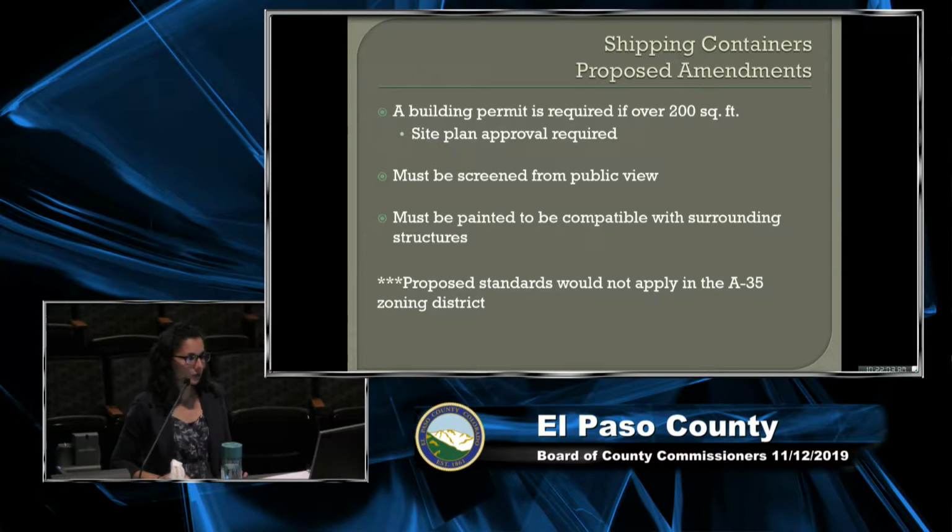We're also proposing that any shipping container over 200 square feet get site plan and building permit approval. Per Pikes Peak regional building requirements, any structure over 200 square feet is required to get a building permit anyways. We are also proposing that these standards wouldn't apply in A35. So in the A35 zone district, they wouldn't have to screen or paint.